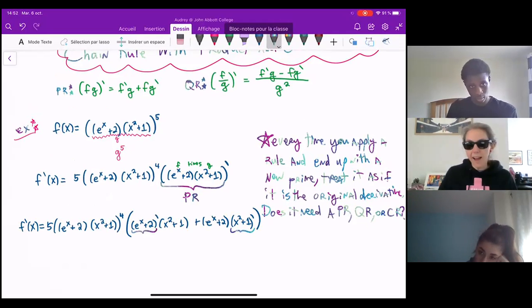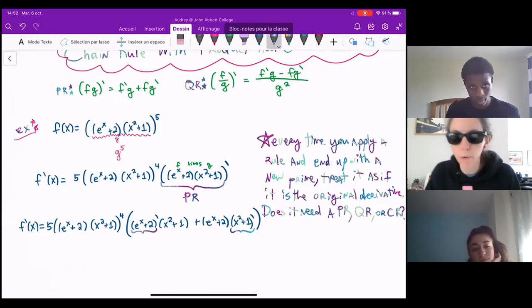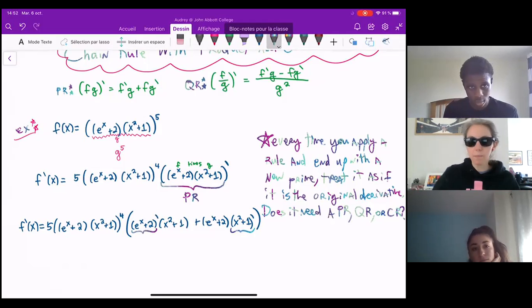And so when I've applied that product rule, I now have two primes left, two things left for which I need to take the derivative. And I'm going to do the same thing. I'm going to ask myself, okay, so that e to the x plus 2, does it need a product rule, a quotient rule, or a chain rule? Yes or no? No, it's just a simple derivative. It's one of our original derivatives that we found where we can just write down the answer.